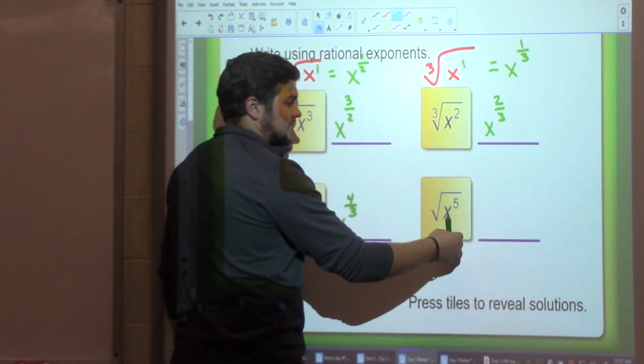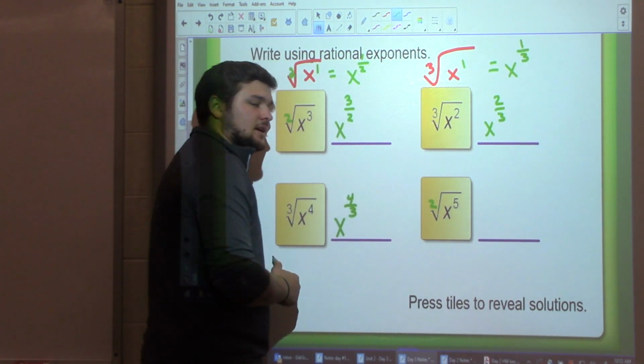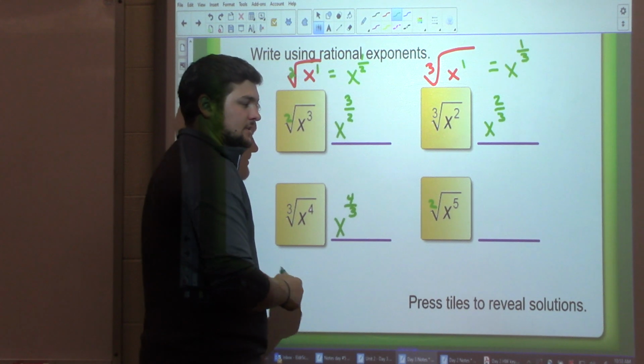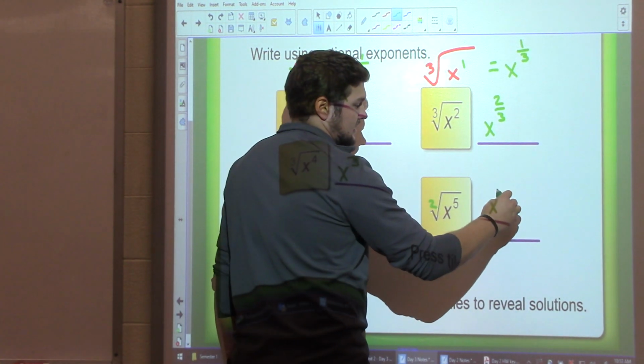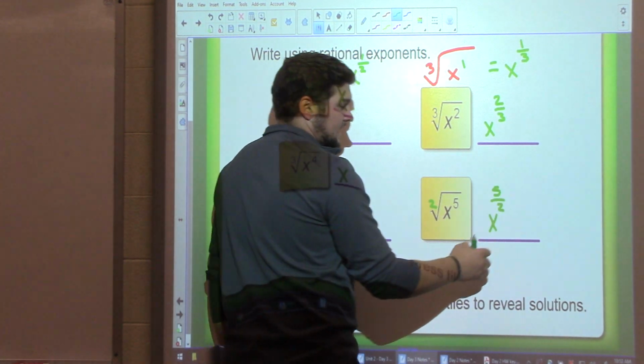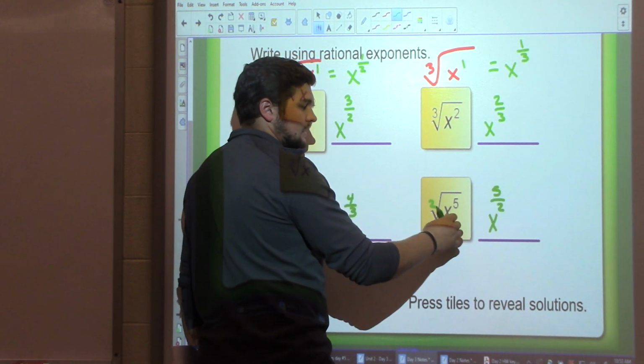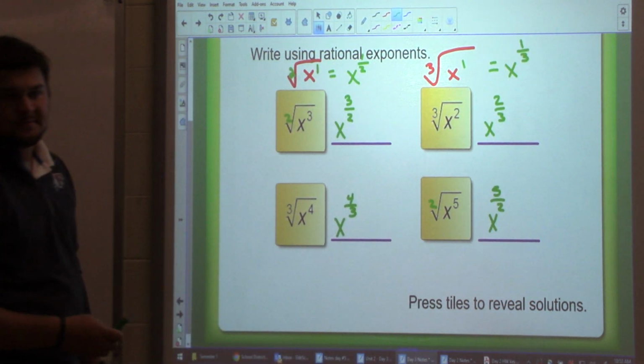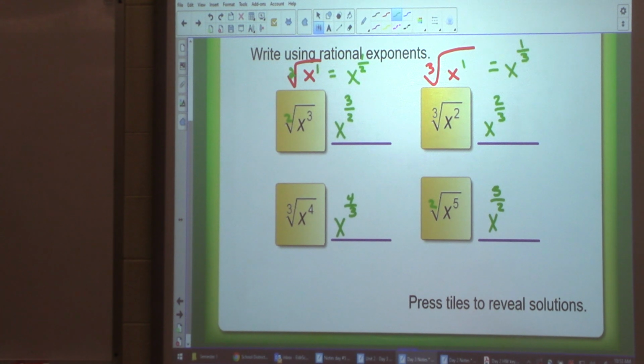Last one, square root of x to the 5th means the second power, or the second root, excuse me. It becomes x to the 5/2. Power is the numerator. Root is the denominator. X to the 5/2. Any questions on that?